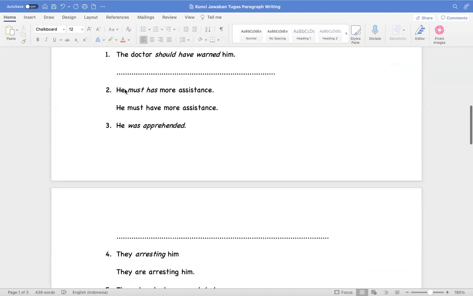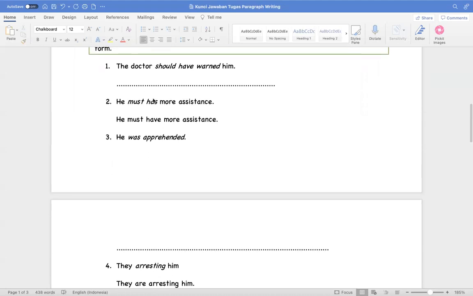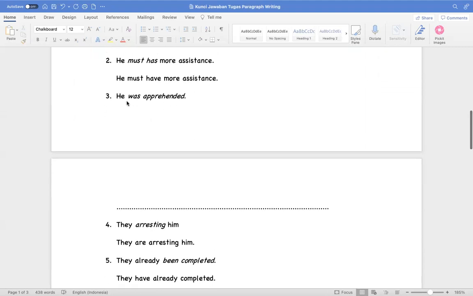What about number 2? Here, he must has. As what I have said before, model harus diikutin verb 1. So must have. Ya, harusnya must have. And then the next one we have, he was apprehended. This is correct. Karena ini passive voice ya, jadi to be plus verb 3.